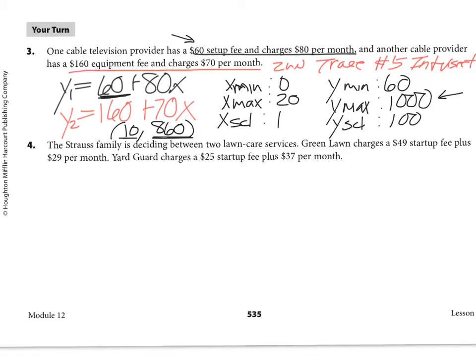Initially, this one was cheaper because of my startup fee being 60. This one was a startup of 160. But eventually, this one right here will be the cheapest because it's charging less per month than that one. So I want you to do number 4. Pick whatever method you want to. You may want to pause the video here so you have a chance to try to work it, and then you can check it.